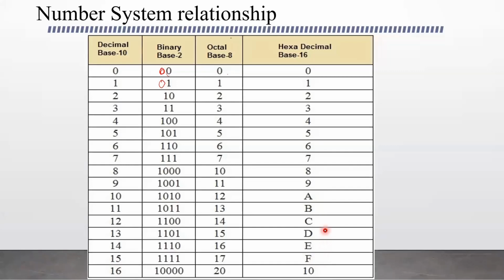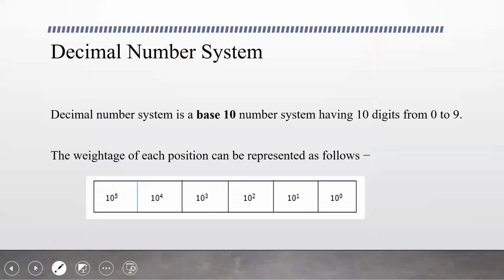Then again, it starts from 10. So here the hexadecimal 10 is equivalent to decimal 16. This is the binary for that. You can go through this table, and if you get any doubts, you can ask me later.